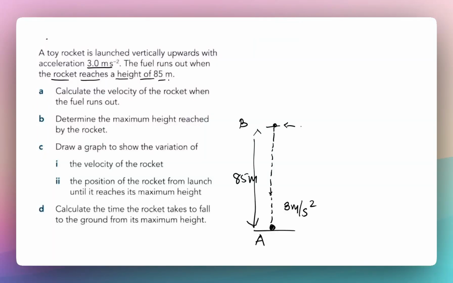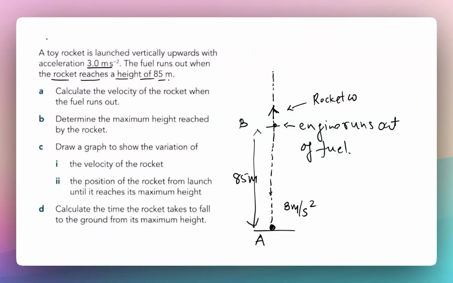So here the engine runs out of fuel and stops working. Now what's going to happen is that, just for analyzing, the rocket has already accelerated, so it already has a velocity which is upward. This means the rocket will keep on going upwards, but the velocity will decrease.